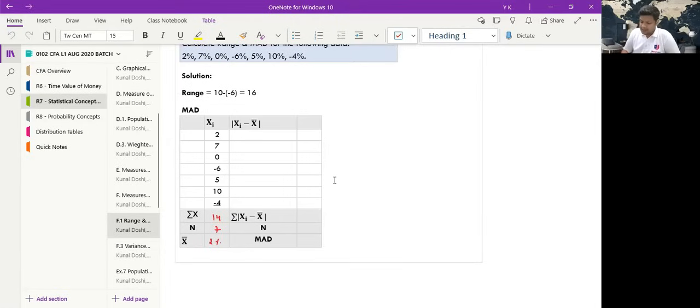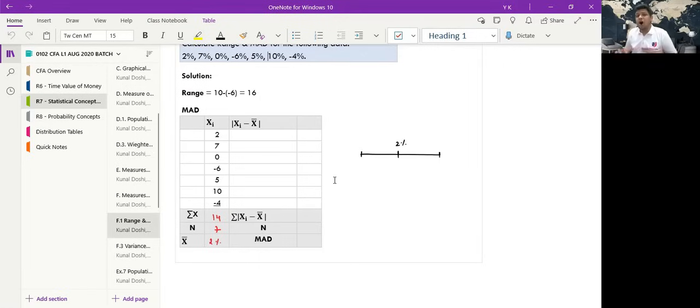Now, what is the meaning of dispersion actually? Let's say you present this to the client and your client asks, what is the average return from this stock? Let's assume this is a stock. So you say, sir, on an average, the stock has given me a return of 2%.